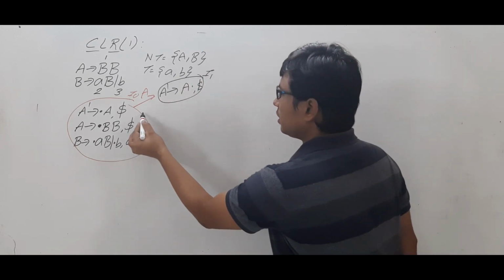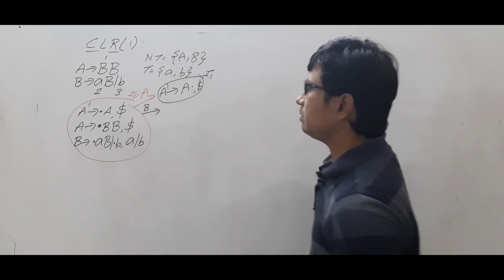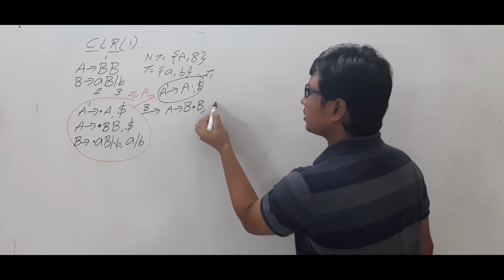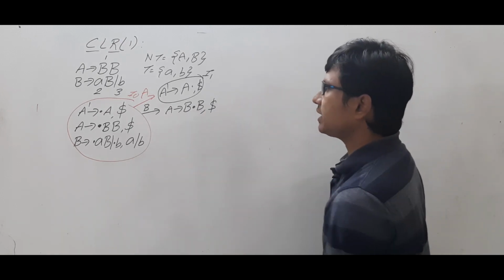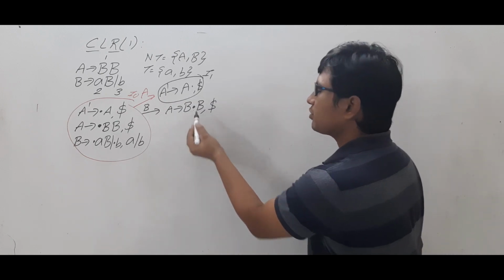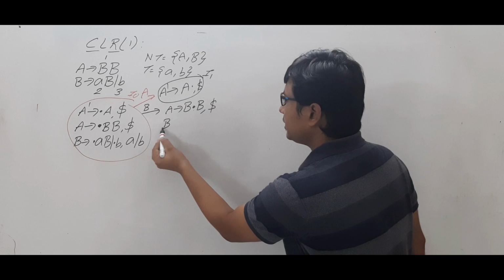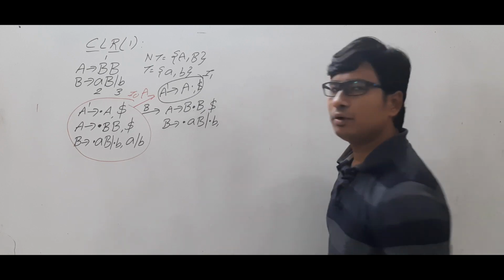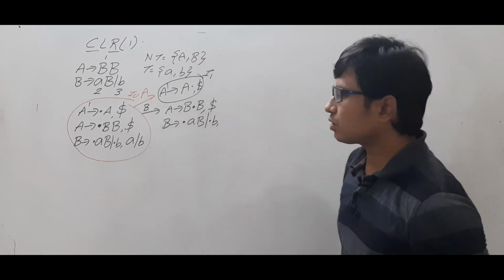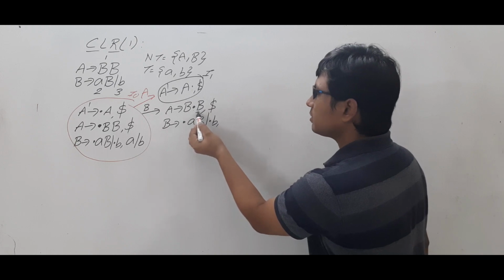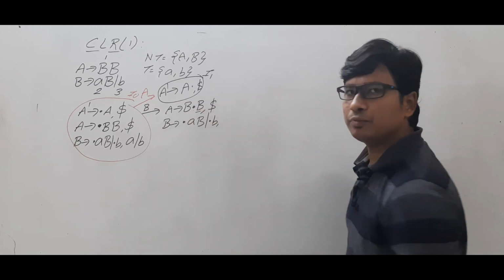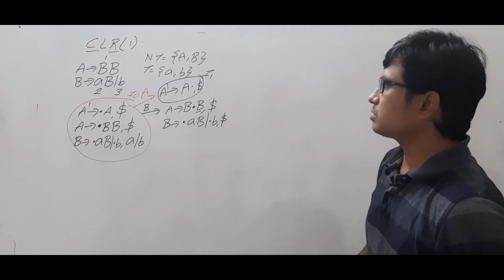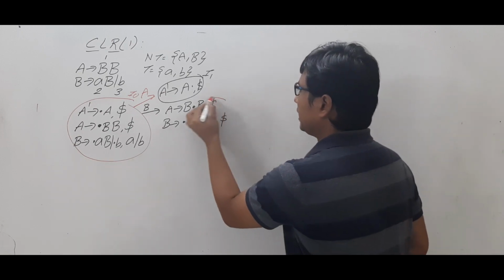Now on B what will it be? It will be A determines B dot, B dollar. The look ahead will not change. But I need to write the productions of B because after dot there is a non-terminal. B determines dot AB or B. Now what is the look ahead? I computed the closure because of this production. Leave this one, compute the first of the remaining part. First of dollar is dollar only. Is it clear? So we got the item number I2.